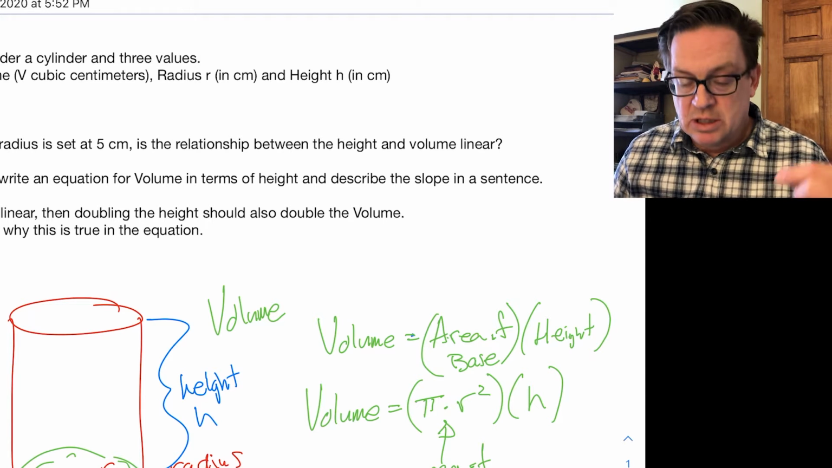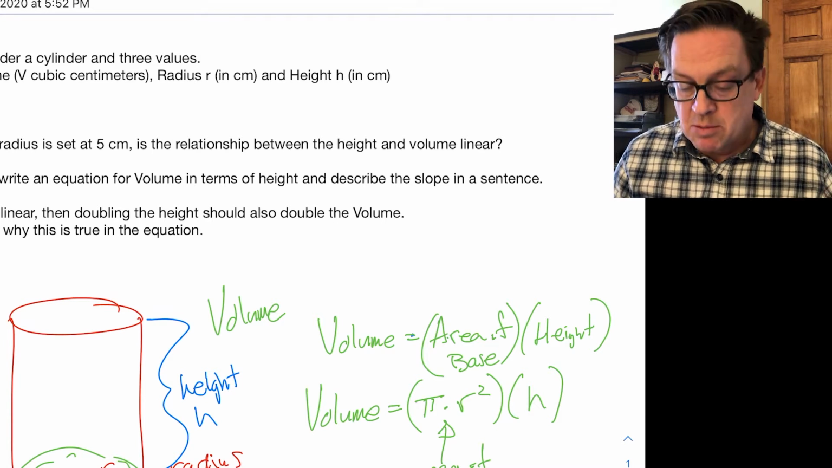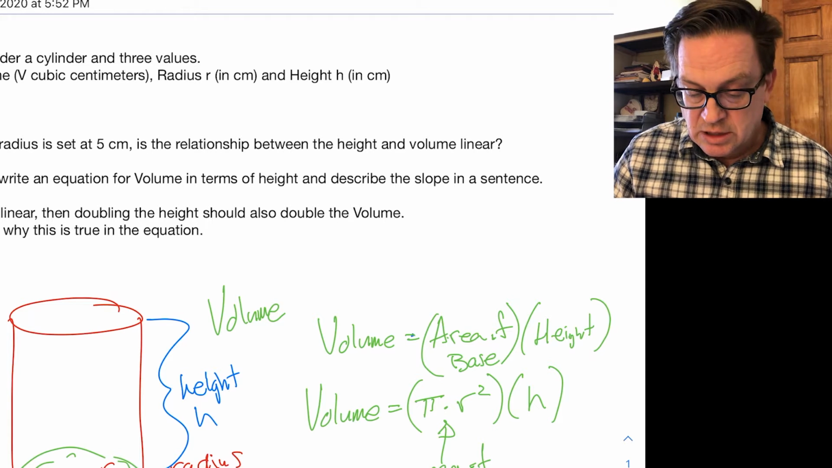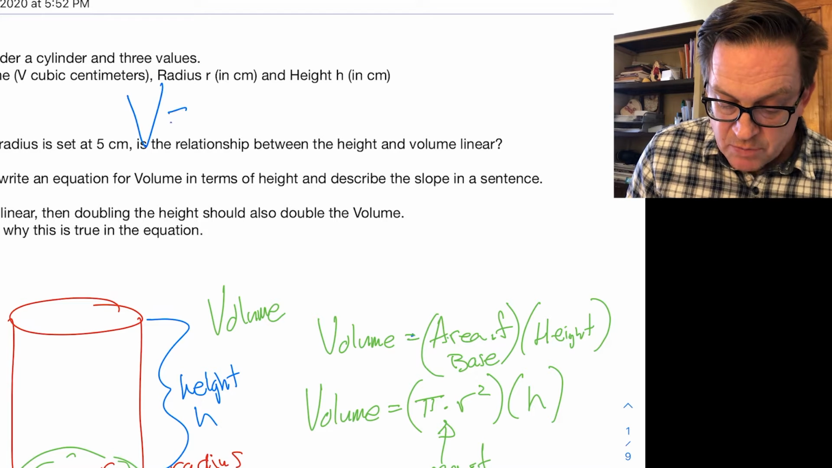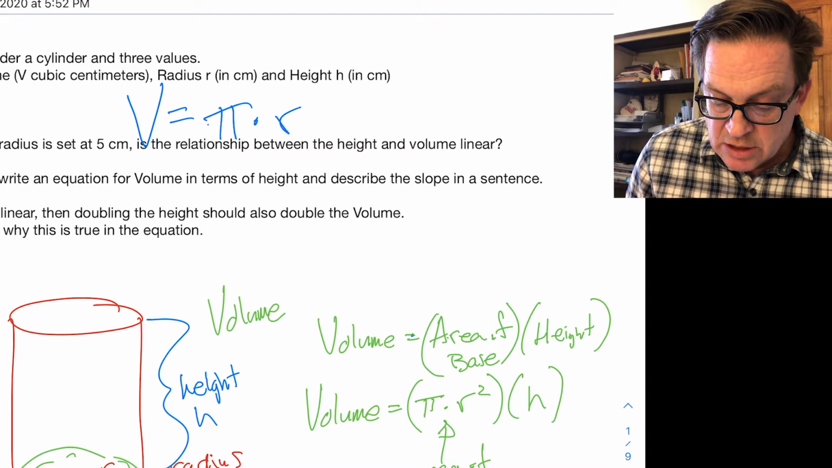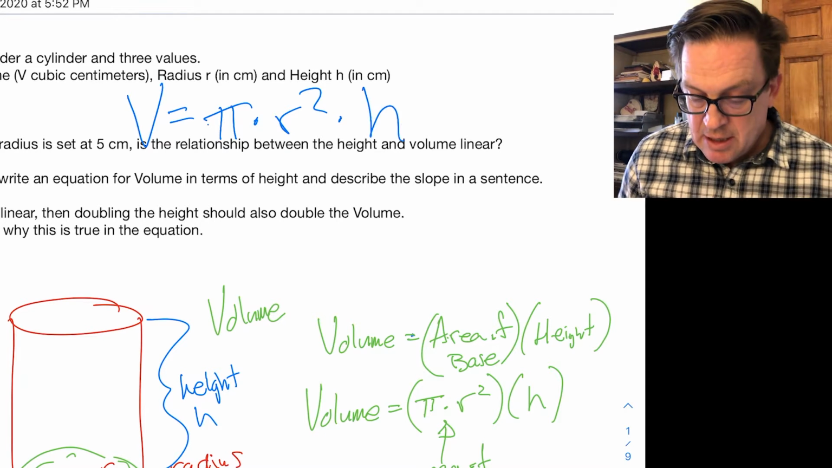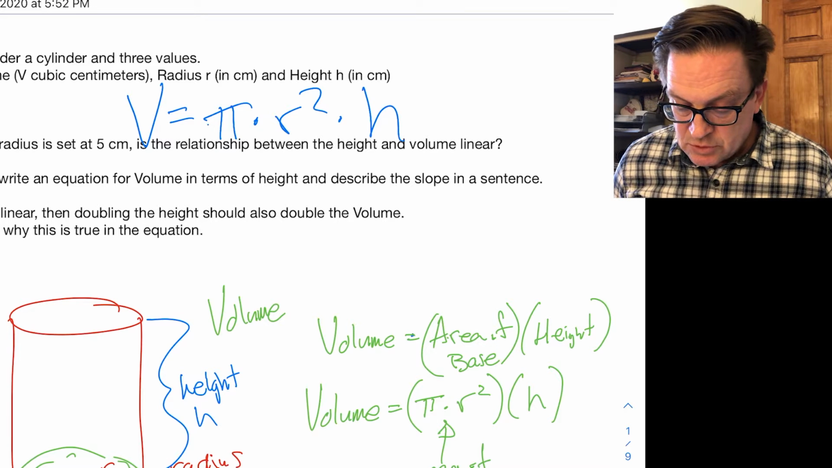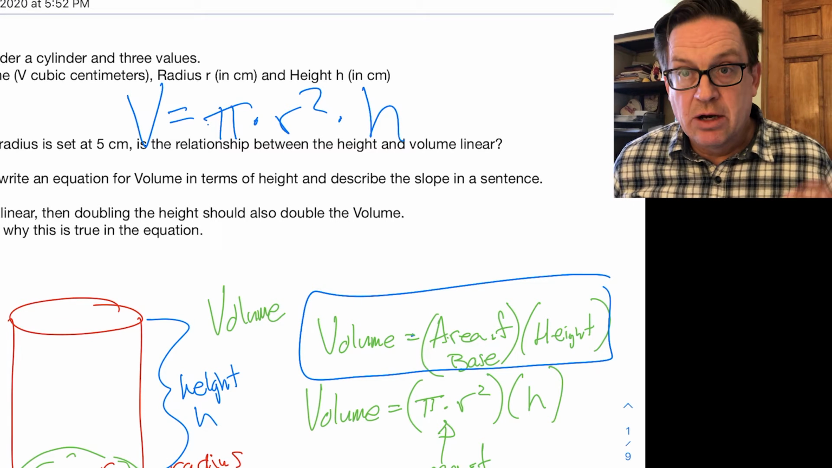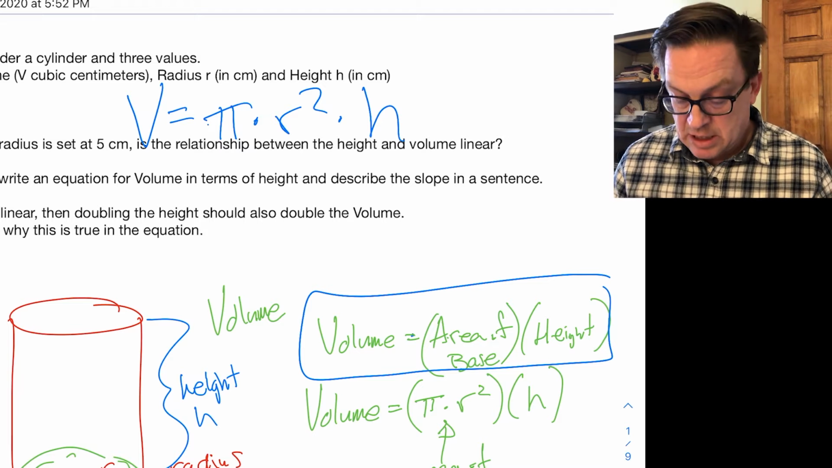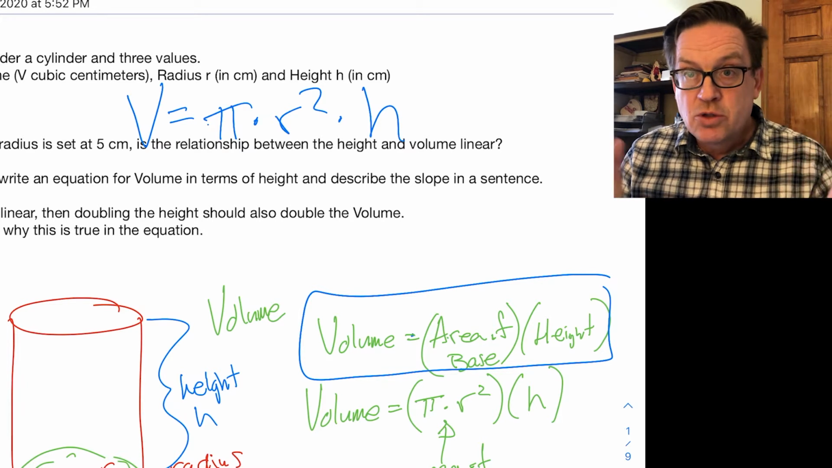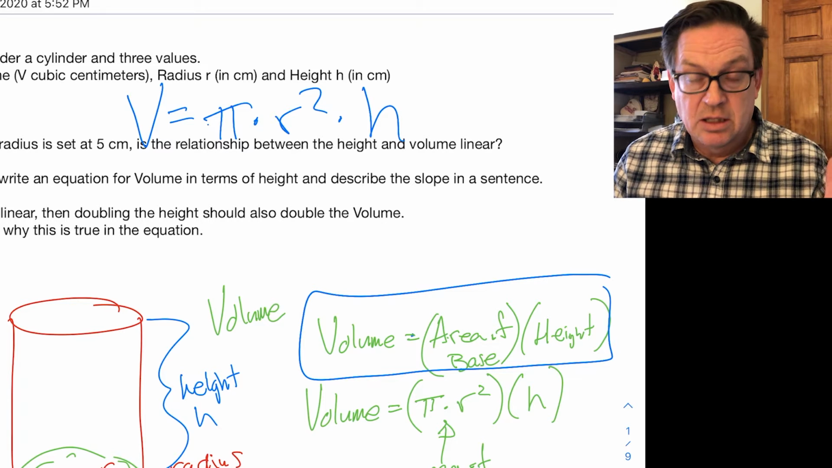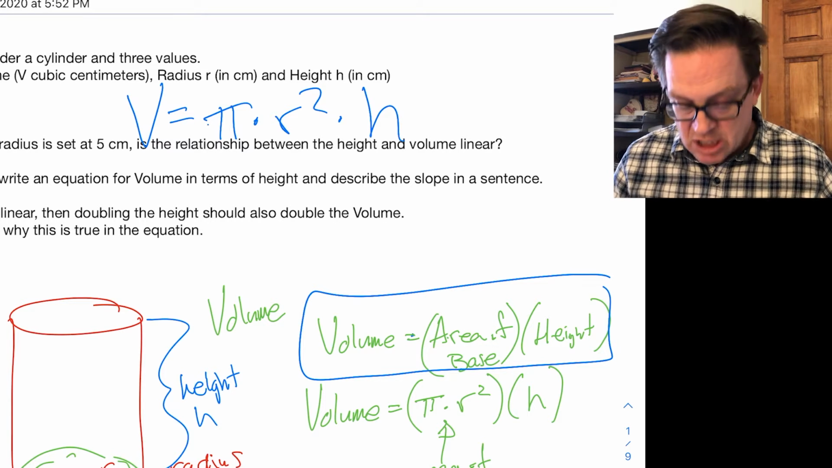Here's an example of a couple problems we can think about along those lines. So we have volume equals pi times the radius squared times the height. That's written down here. The volume is the area of the base times the height. We talked about that. And the area of the base is pi times the radius squared. And so those three variables are connected in lots of different relationships. So let's talk about those for a second.